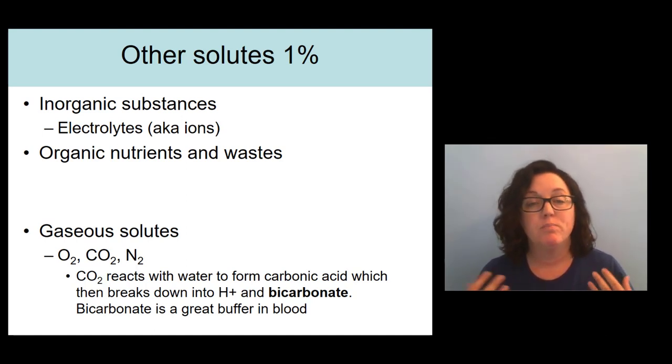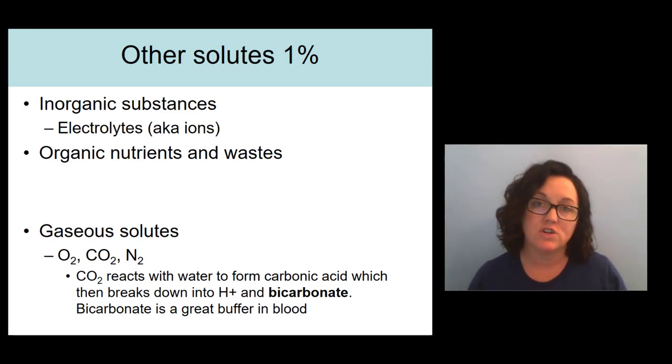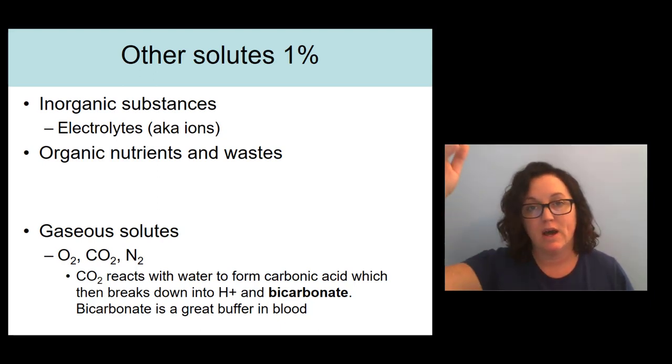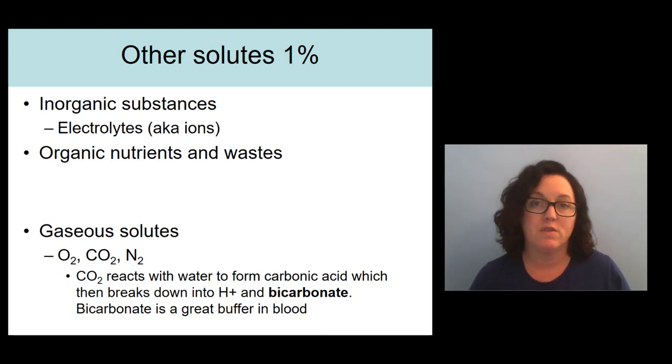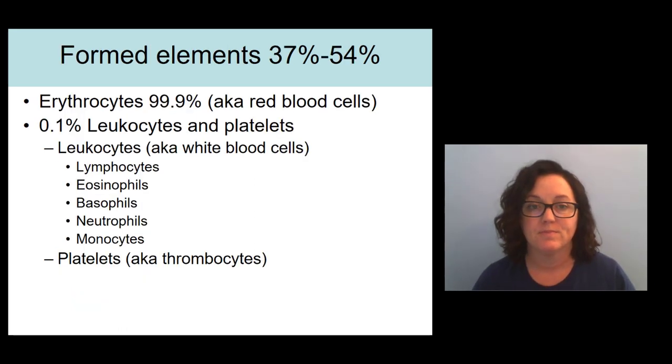So these buffers are things that can take in or release hydrogen ions as necessary in order to maintain a stable pH. So don't forget, pH is really the measure of the hydrogen ion concentration of a solution. If hydrogen ions get too high, things become acidic. If hydrogen ions get too low, things become too basic. So buffers are there in order to take in or release the hydrogen ions to maintain a specific pH.